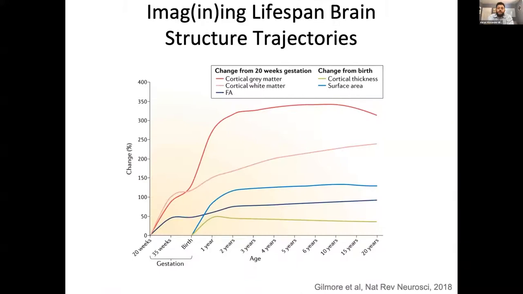Many important discoveries have yielded a general understanding of how the brain grows in typical development, some of which is summarized in this figure from an excellent recent review. There's too great a body of work to do it justice in such a short talk. Our challenge remains, though, to continue to work towards practically useful neuroimaging growth charts.